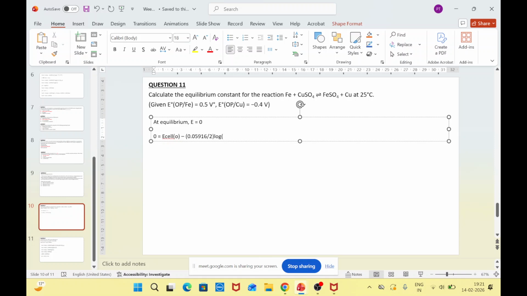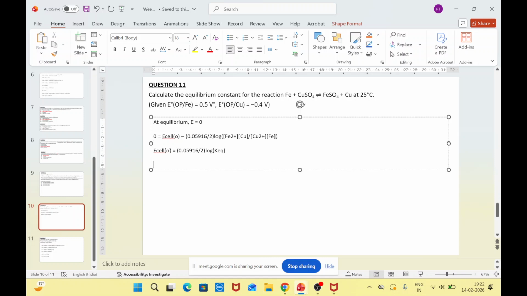the [Fe2+] times [Cu2+] times Fe. So if you rearrange this, it will be E naught of cell equals 0.05916 by 2 log of this thing, which can be represented as Keq, which is nothing but the equilibrium constant.